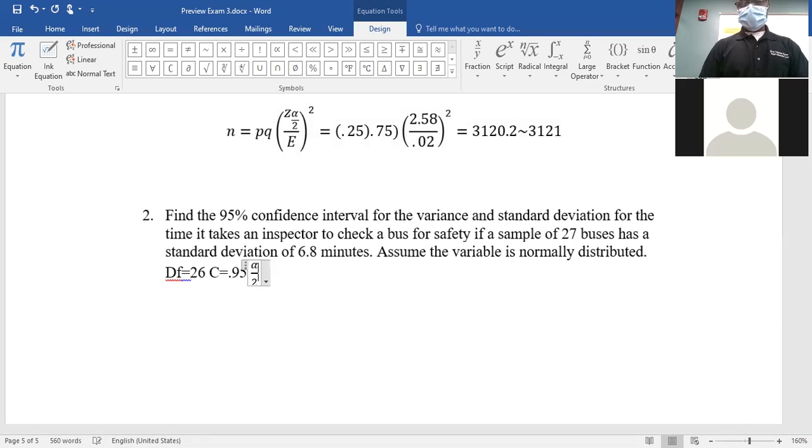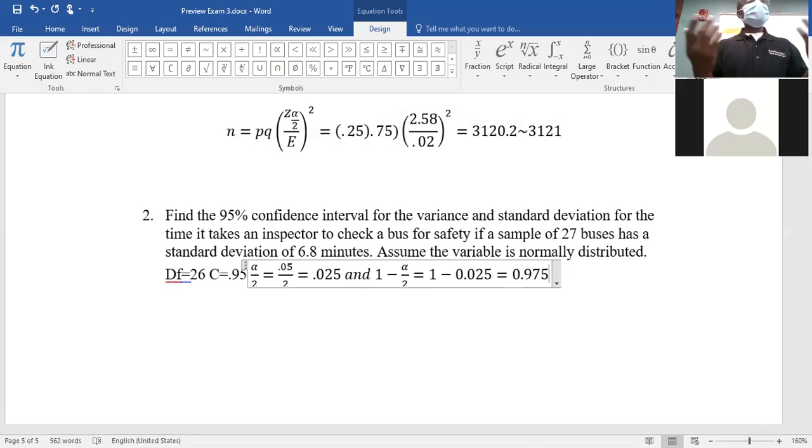Alpha over 2 is equals to 0.025, and 1 minus alpha over 2 equals to 1 minus 0.025. All of this, you don't need to be writing all because you get it. I'm typing because you may come to read and you want to understand where the numbers are coming from.